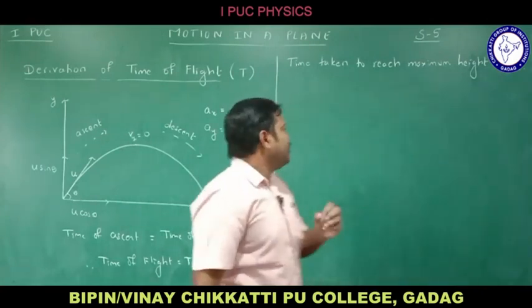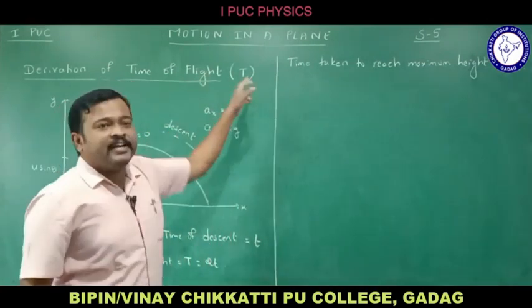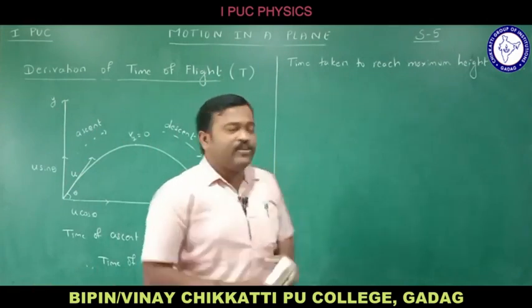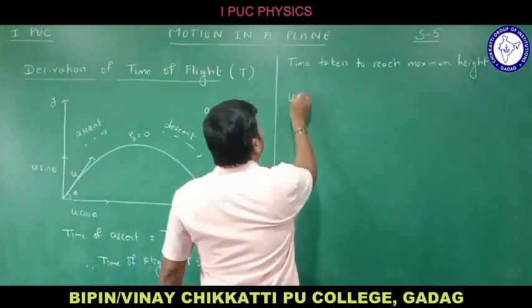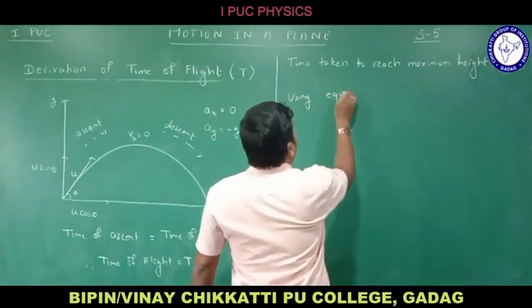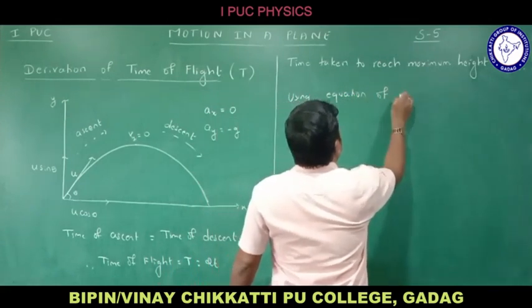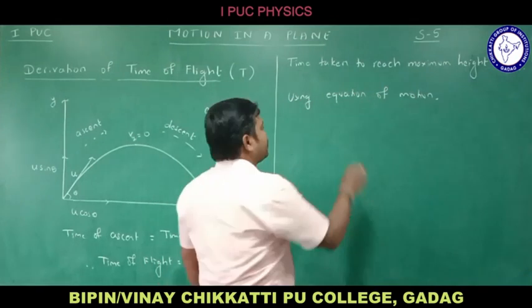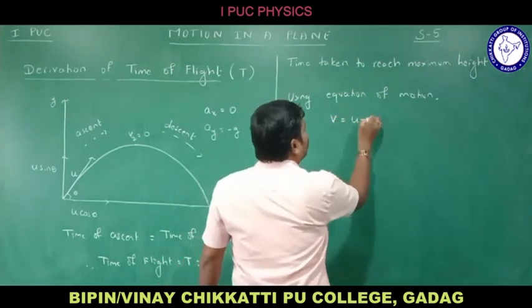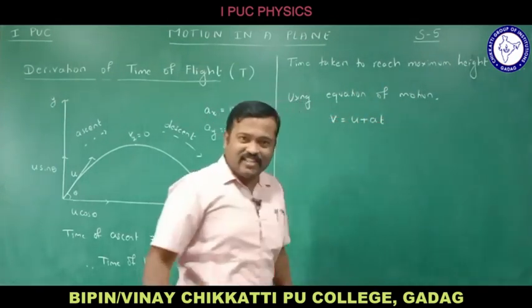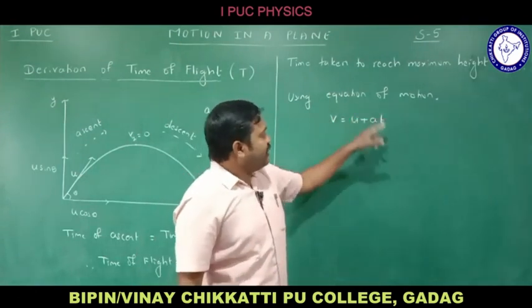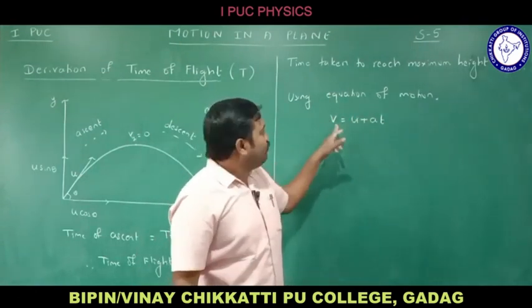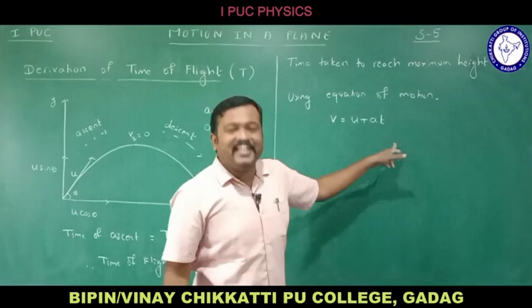Now, which equation shall I use? I want T, so I shall use an equation of motion which has t in it. That is v is equal to u plus at. Why did I use this? Because it has t in it, right? v is equal to u plus at.